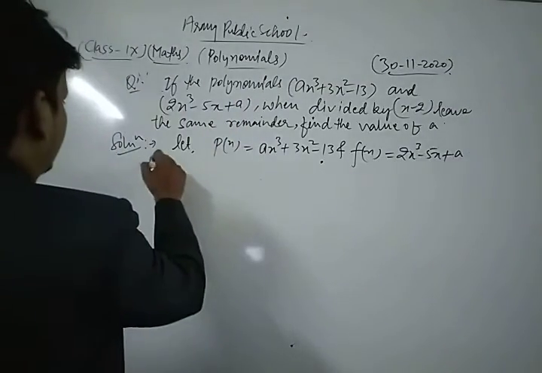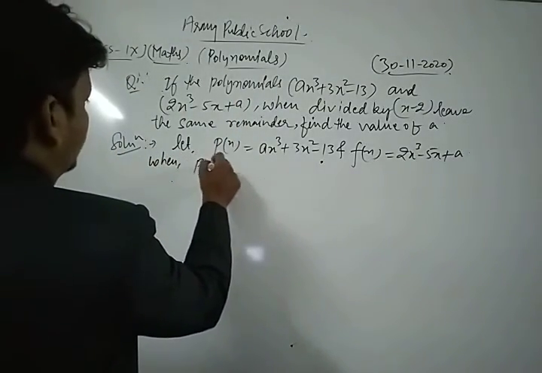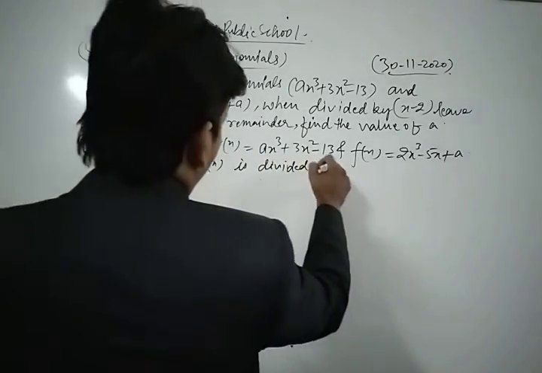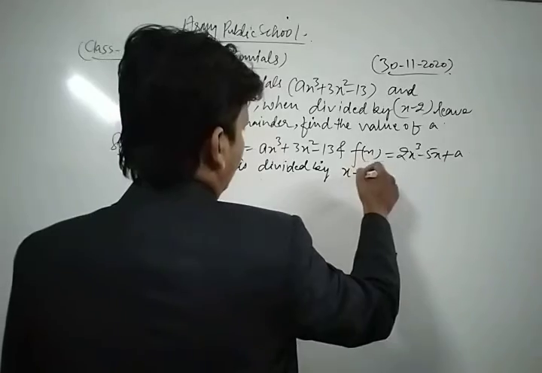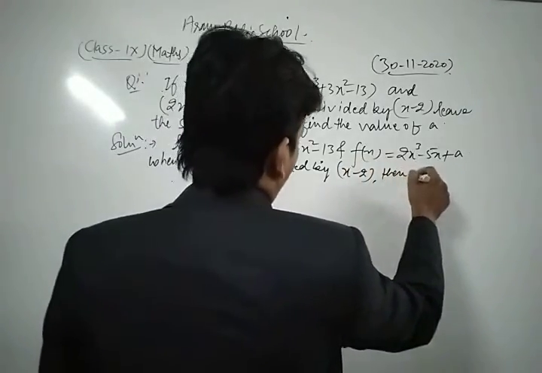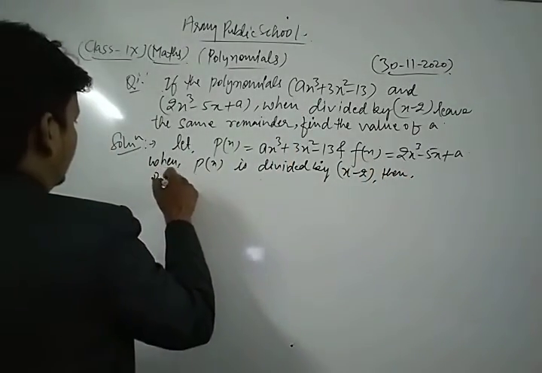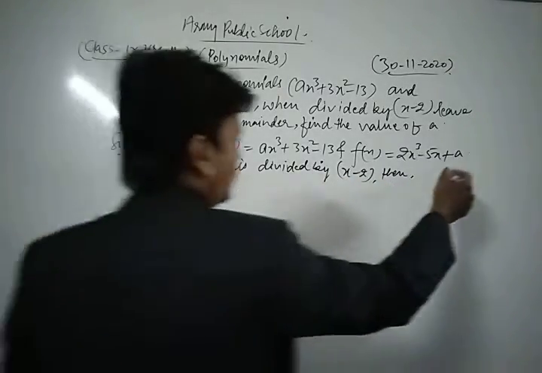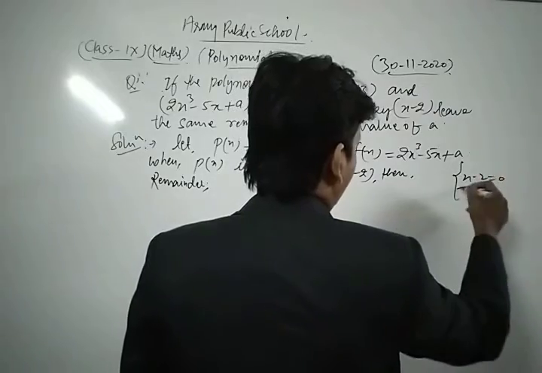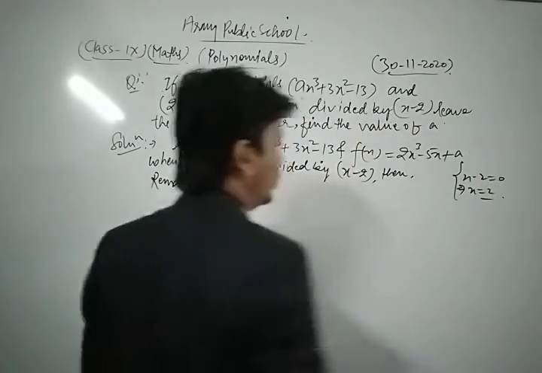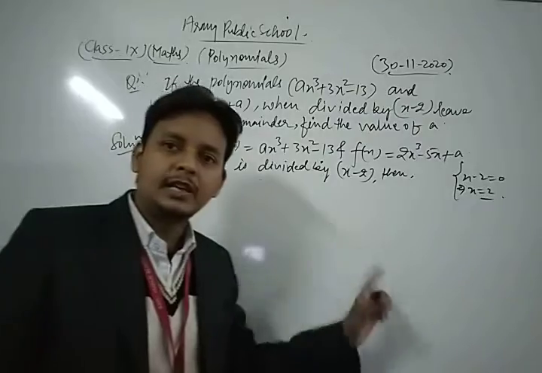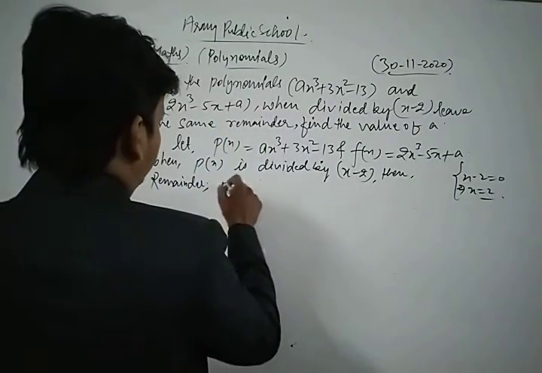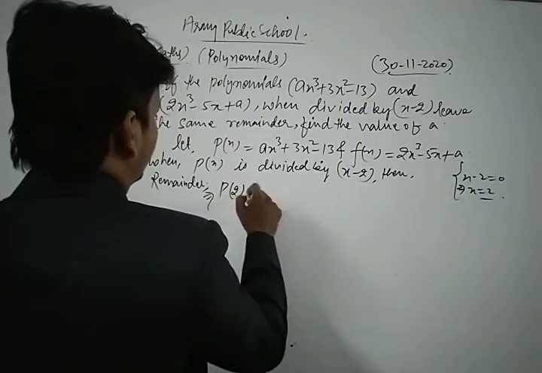Now let's see, when the polynomial p(x) is divided by x minus 2, the remainder will be what, dear student? We take x minus 2 equal to 0, that is, the value of x is equal to 2. So we just replace x by 2. Then the remainder will be p(2).